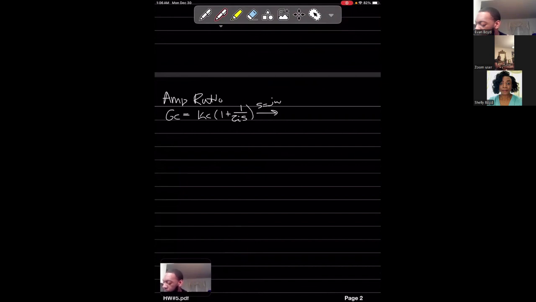So now back to our amplitude ratio. Our controller is equal to KC of one plus one over tau I of s. That's why it was important. Of course, we have to substitute the s for j omega, which gives KC of one plus one over tau I of j omega.